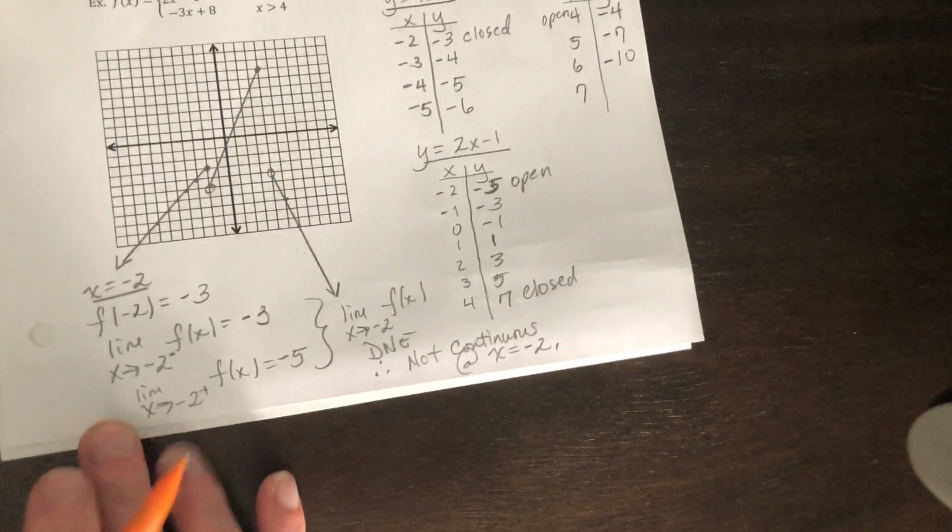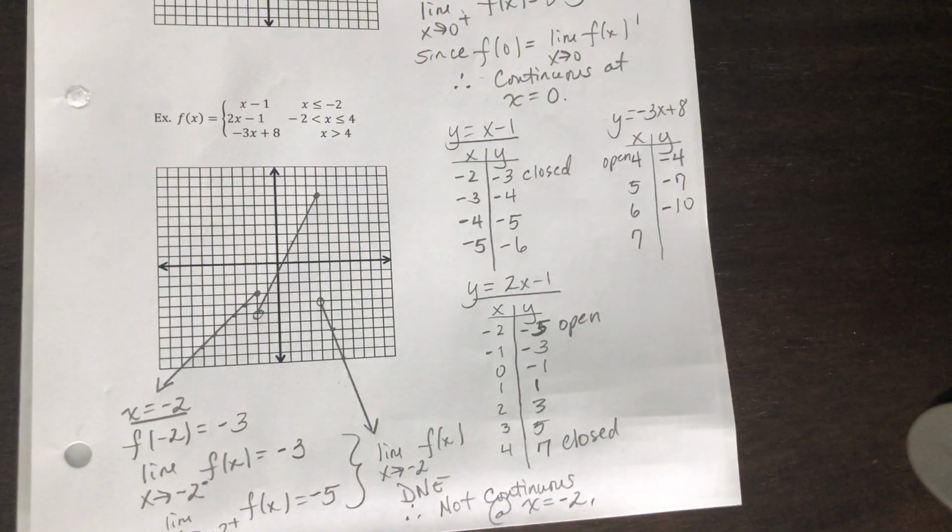Okay, so this has been an introduction to continuity. Make sure you go through your 3 steps. f of a must exist, the limit as x approaches a must exist, and they have to equal each other for the function to be continuous.